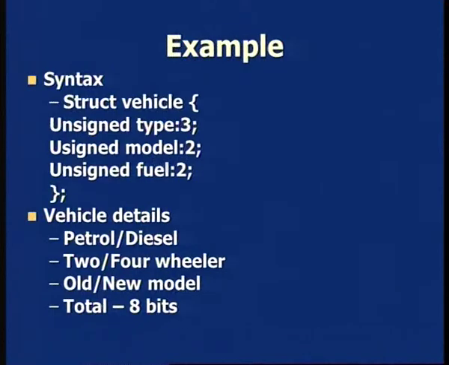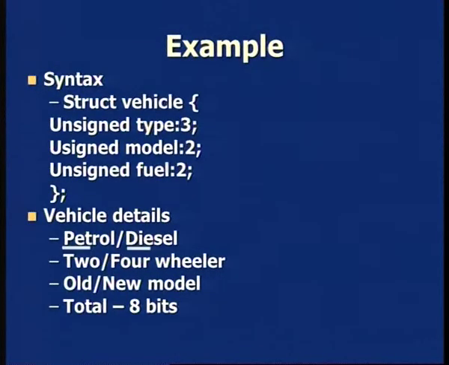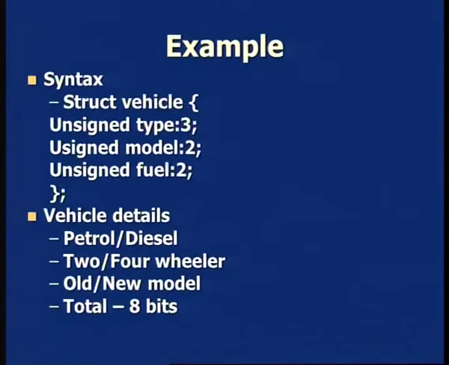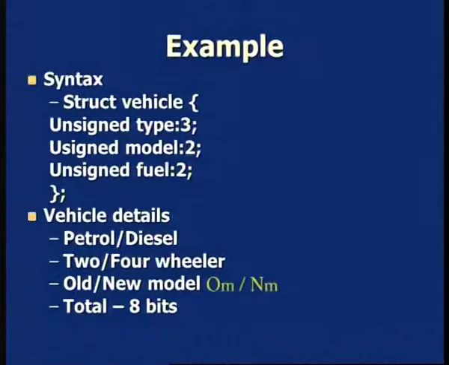So how is it possible? You try to minimize the number of characters by which you can represent the type, the fuel or the model. For the fuel you can just take the first 3 letters, PET and DIE, or just P and D. That will require only 1 or 2 bits for representation. Similarly for the type of vehicle, whether it is a 2 or a 4 wheeler, you can just have T and F, or TW and FW, 2 wheeler and 4 wheeler. That again will take up only 2 bits. Similarly for old and new model, you can have OM and NM, OM for old model, NM for new model. That will again take up only 2 bits.